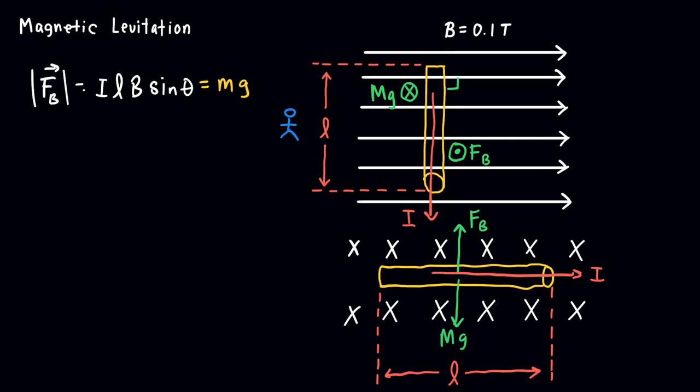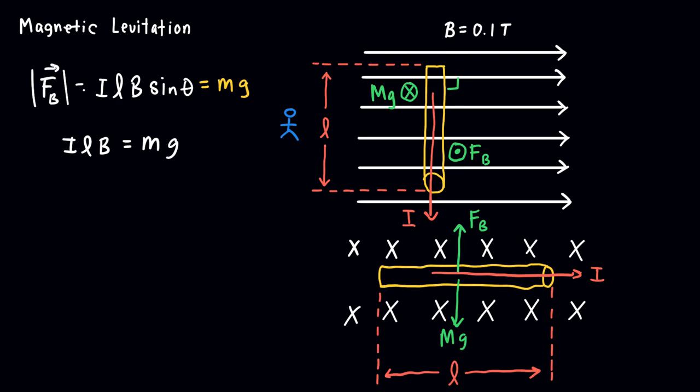The way we'll start is by recognizing that because the wire is perpendicular to the magnetic field, then theta in this equation will be 90 degrees. And so sine of theta is equal to 1. So what I know right away is that the current times the length of the conductor in the field times the field strength is equal to the weight of the wire for the minimum force that we would need in order to lift up the wire.